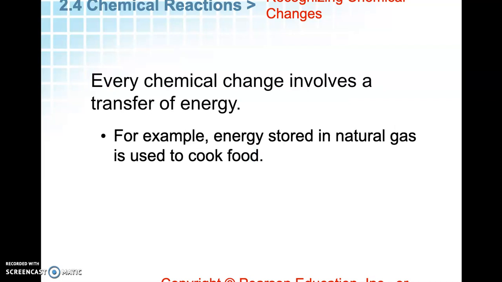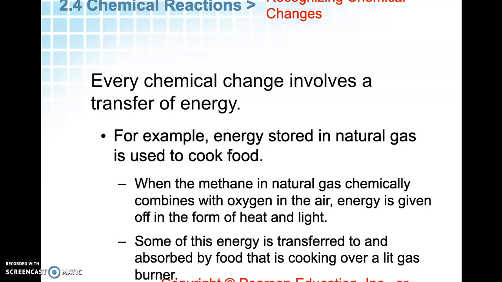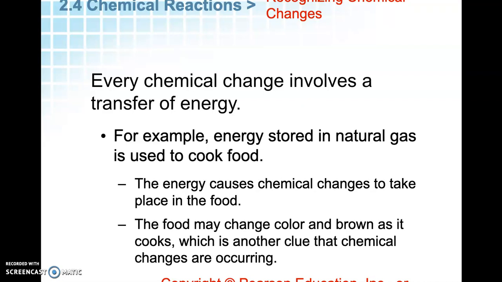Every chemical change involves a transfer of energy. So let's say we have a gas stove and we want to use the energy stored in natural gas to cook food. That methane comes up, mixes with the oxygen, we light it on fire, and we get energy. And then that energy is absorbed by the food when it cooks. So therefore the energy is transferred. The cooking of food is a chemical change. The food may change color. We see that for sure, right? And that's another clue.